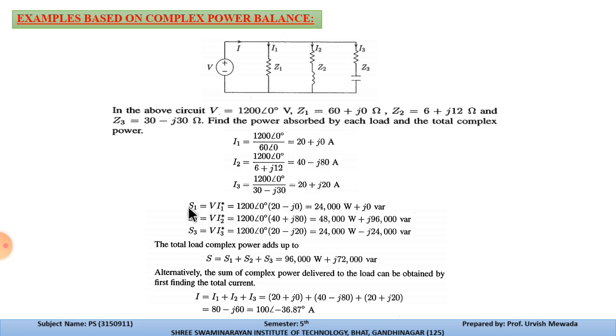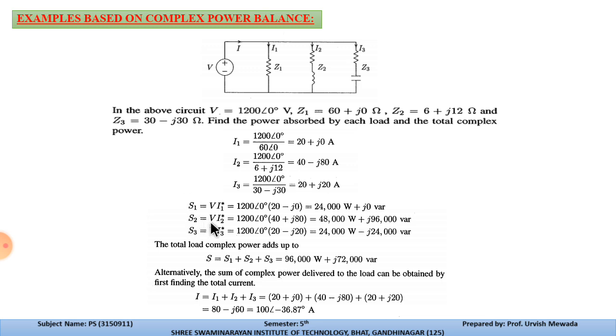So the equation for apparent power for branch 1, S1, is equal to V times I1 conjugate. If we put in the values that we already derived, 1200 at angle 0 and 20 minus j0, that will be 24,000 W plus j0 var. Now this W indicates active power, and this j0 var indicates the reactive power. The resultant of these two is the apparent power of that branch, S1.